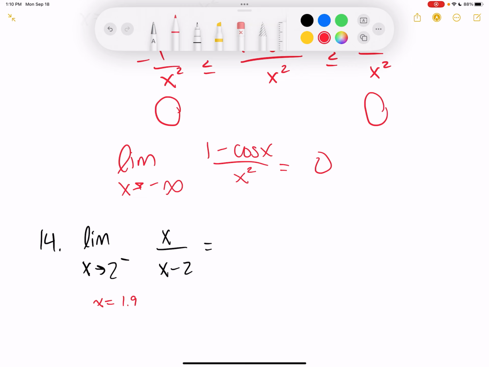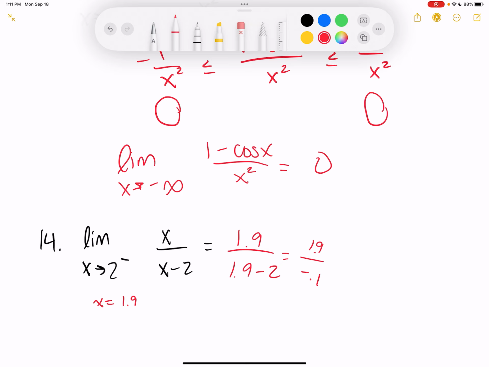So I think about this. You could graph it. That's what the instructions eventually say to do, but I'm going to show you how to do it mathematically, so you don't have to do that. So I'm going to say 1.9 over 1.9 minus 2. So 1.9 minus 2 is negative 0.1, and then on top I've got 1.9. So if you did 1.9 divided by negative 0.1, what are you going to get?